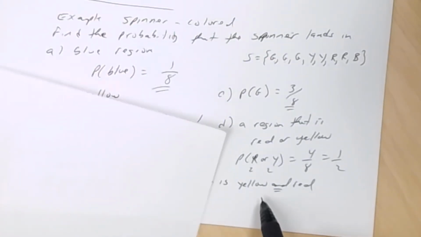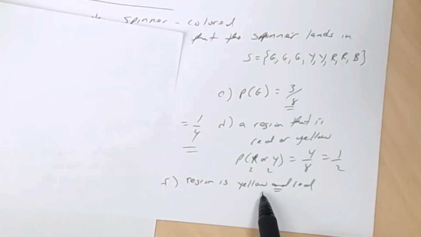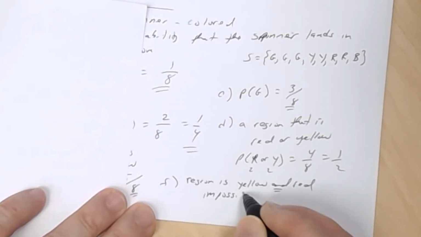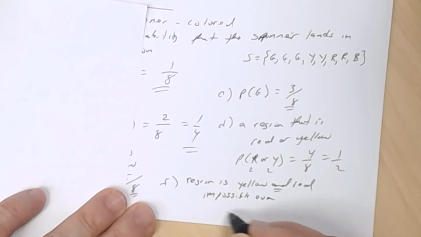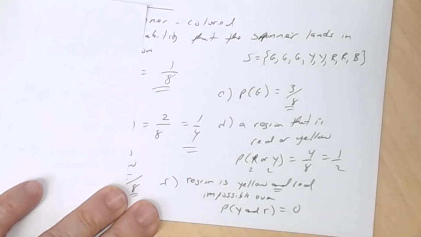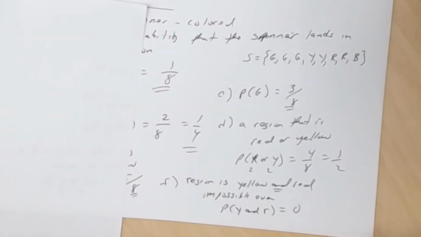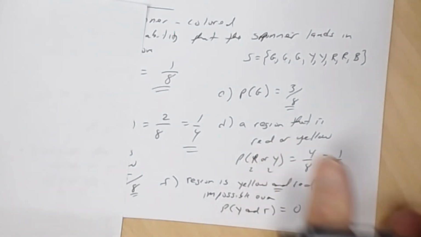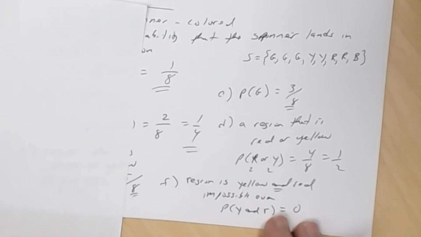So the event, a region that is yellow and red, is an impossible event. Yes, that's an impossible event. So what's the probability of yellow and red? If it's impossible, you say 0. It's not going to occur. That's an impossible event. Any questions on that? I ran out of room here, so we'll stop there.